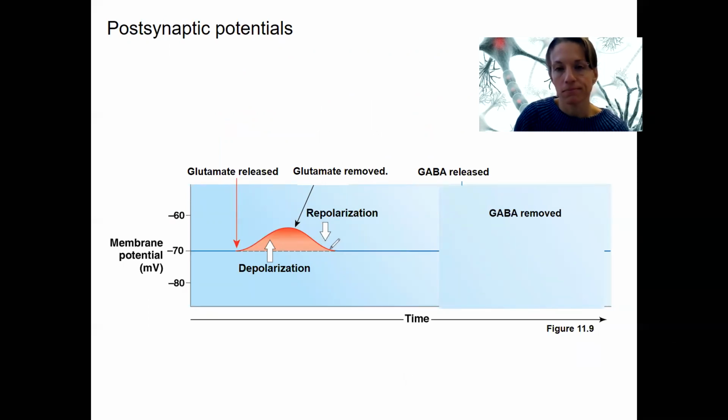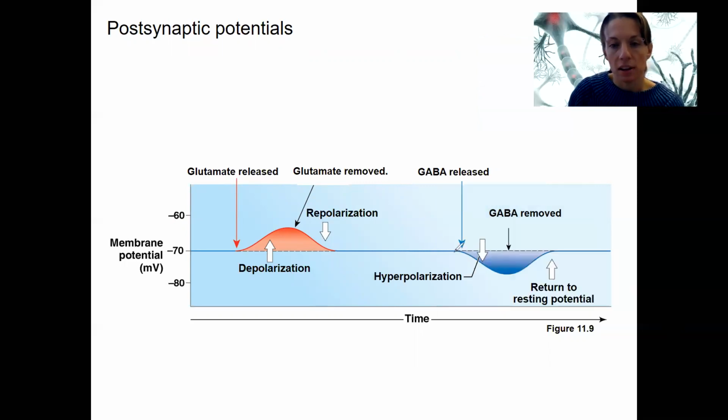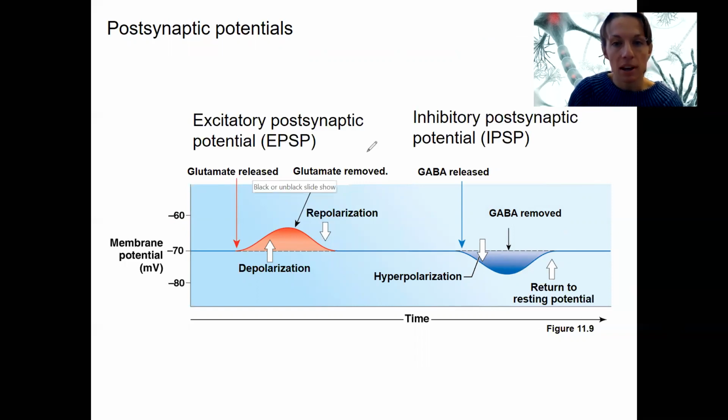Then for GABA, we've got GABA released. That's going to cause the cell to become more negative because chloride is flowing into the cell. And then when GABA is removed, we go back to rest. Why? Because that neurotransmitter signal was terminated via those mechanisms I showed you before. Now, what are these called? These are called EPSPs and IPSPs. Notice none of these are action potentials. It's just changes in membrane potential.